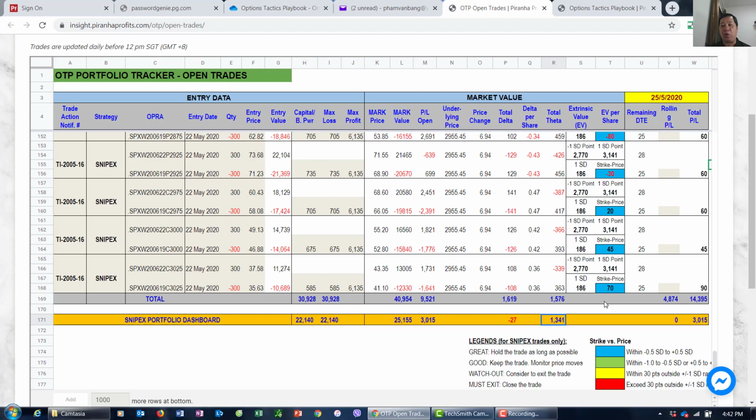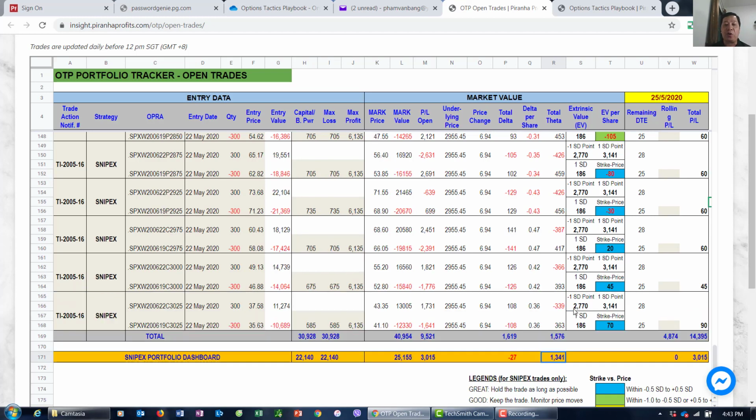I manage the portfolio in the way that the delta is kind of neutral because I cannot predict where the market will go. I just keep it as neutral as possible. You can choose to be bearish or bullish, depends on your market bias. For me, I cannot predict where it goes, so I just choose to be neutral. And I let the theta work its magic. So you see that it's very good theta right now, and it continues to be accelerating as the time moves near to the expiration date. So that is the Snipex portfolio dashboard.